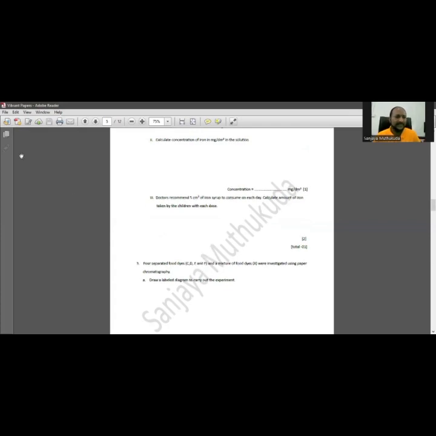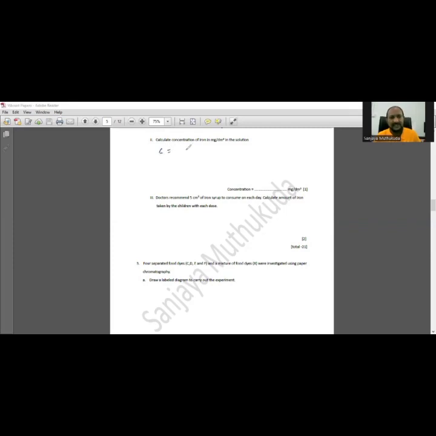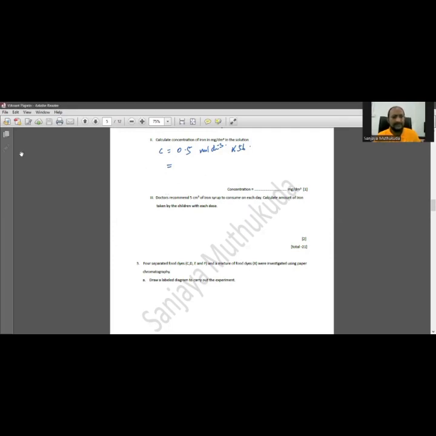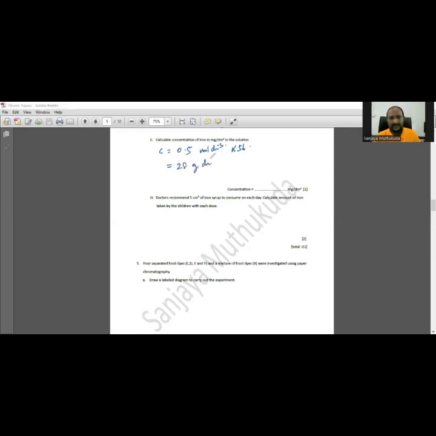Calculate the concentration in milligram per decimeter cube. We took the concentration as 0.5 mole per decimeter cube. Mole per decimeter cube you can convert into gram per decimeter cube by multiplying with Mr. Then it is 28 gram per decimeter cube. Gram to milligram, you multiply by 1000. So it is 28,000 milligram per decimeter cube. Right? The answer should be 28,000.